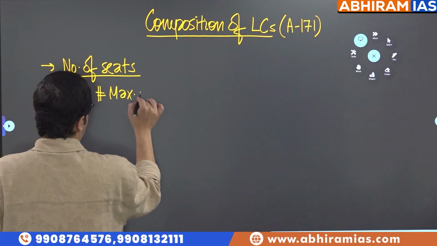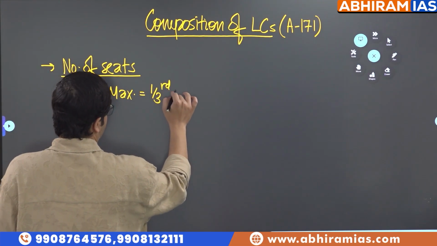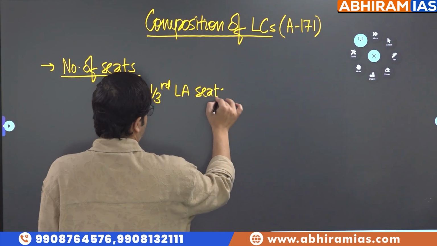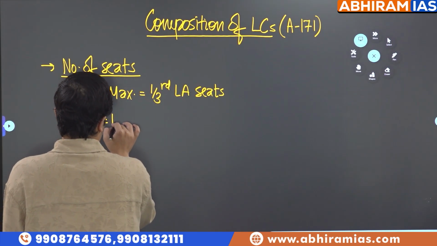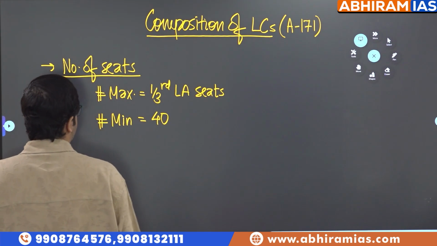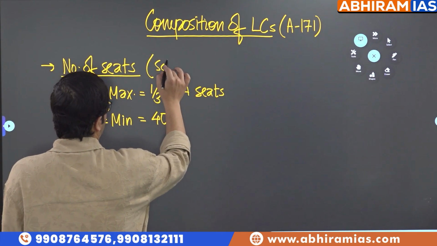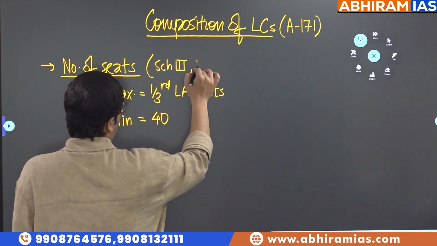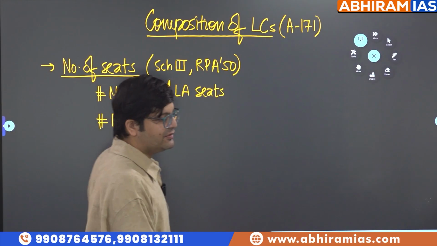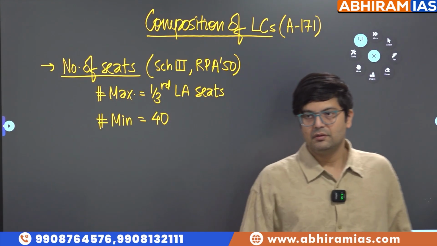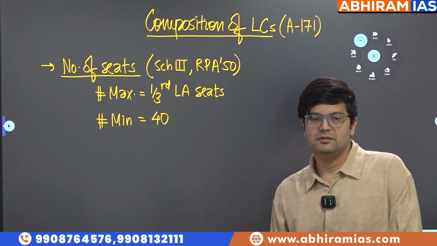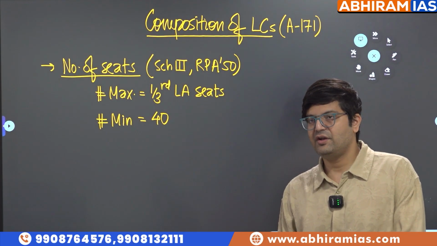Maximum 1/3 LA seats and minimum 40. And this is mentioned under Schedule 3 of RPA 1950. RPA stands for what? Representation of People's Act. We'll discuss this law in detail later on under elections.